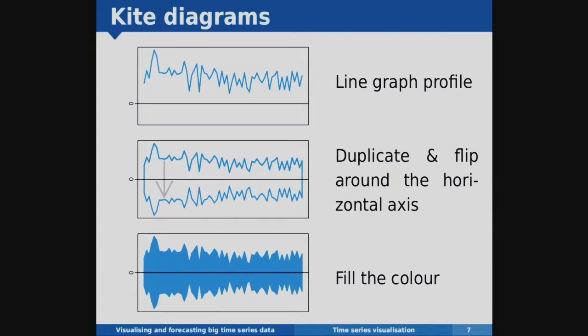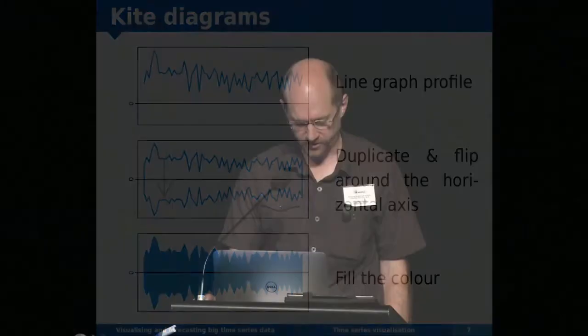If the data are all positive, then we can flip them around the horizontal axis and create solid colours, which are easier to see when you start reducing down the size. So we call these kite diagrams. We take the series, flip it around the axis, and then fill in between them with solid colour to make it easier to see. Again, it's only going to work with positive numbers, but mostly I'm dealing with sales, which tend to be positive.